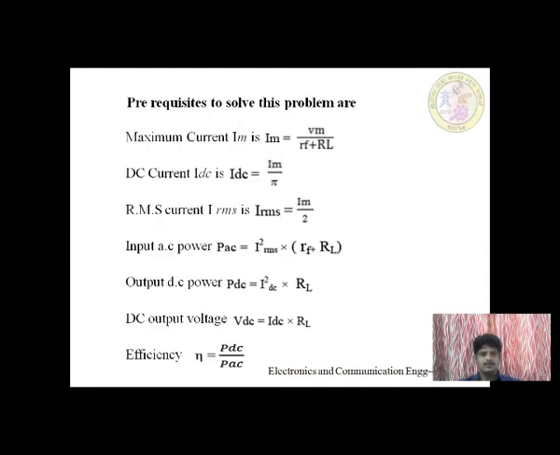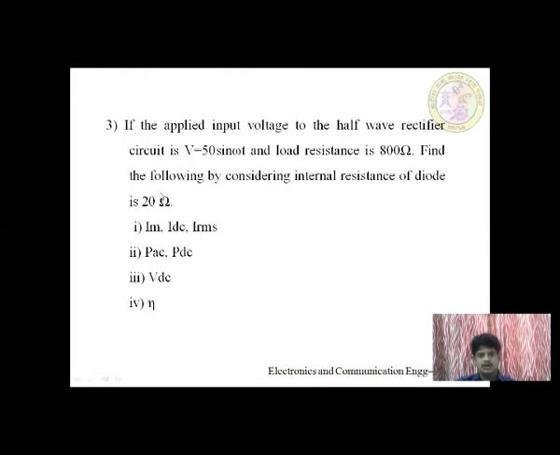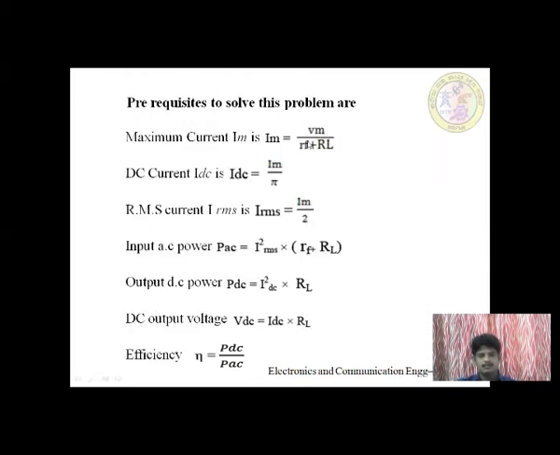Okay, so let's see the prerequisites required to solve this problem. Since so many points are asked to calculate, we need to remember all these equations. The maximum current IM: from Ohm's law we know that I is equal to V by R, where V is Vm, and R is the internal resistance of the diode and the load resistance. Both are connected in series, so it is taken as RF plus RL. This is the equation for calculating IM. Then comes the DC current, IDC. The IDC equation is Im by pi.